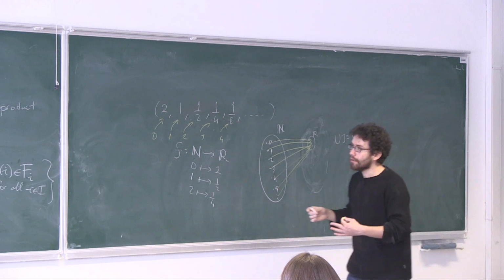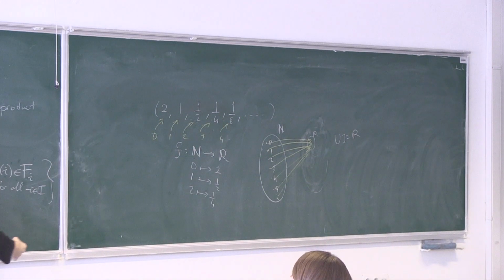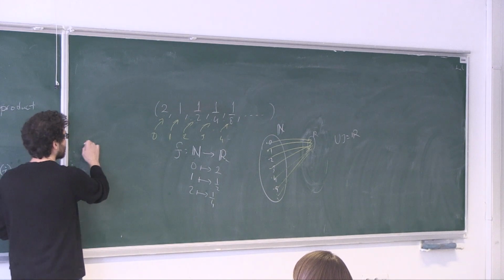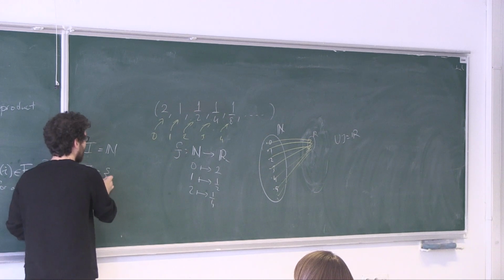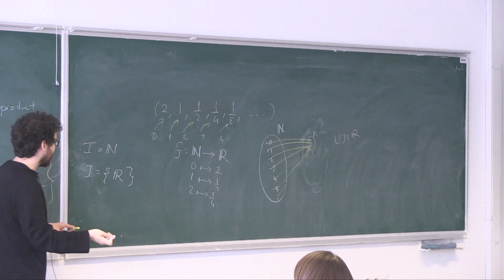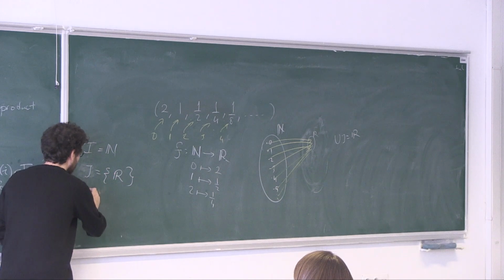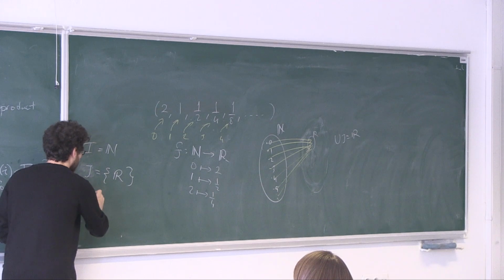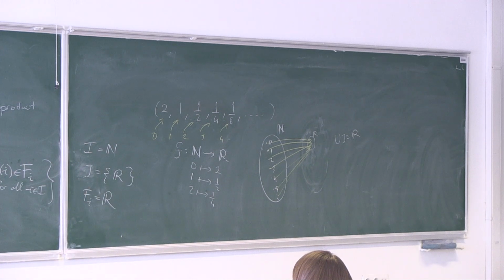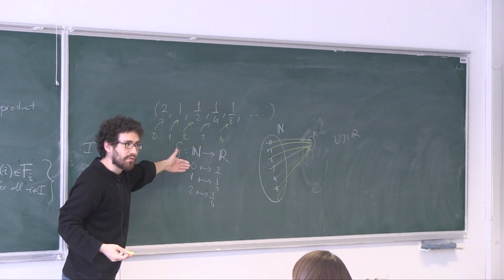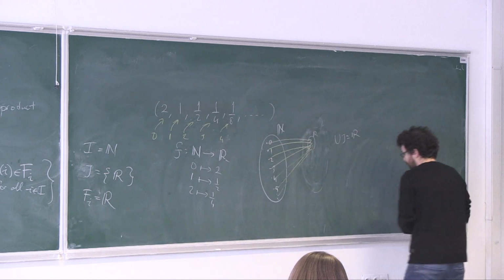And I can construct it like this by doing the following. I choose my index set to be natural numbers. I choose my J to be the set containing real numbers, whatever this is. And I'm saying the following. F sub i, the ith set, is always real numbers. In this case, this would be simply real numbers, this would be natural numbers. I would have the set of all functions from natural numbers to real numbers, which is the set of all sequences. And this is how we define sequences.